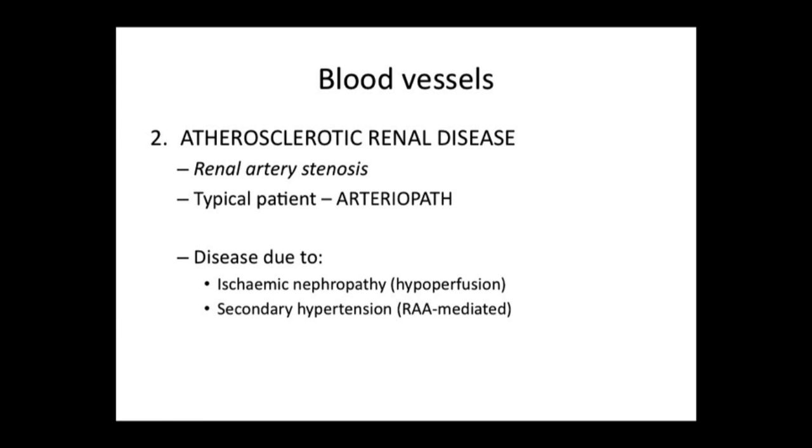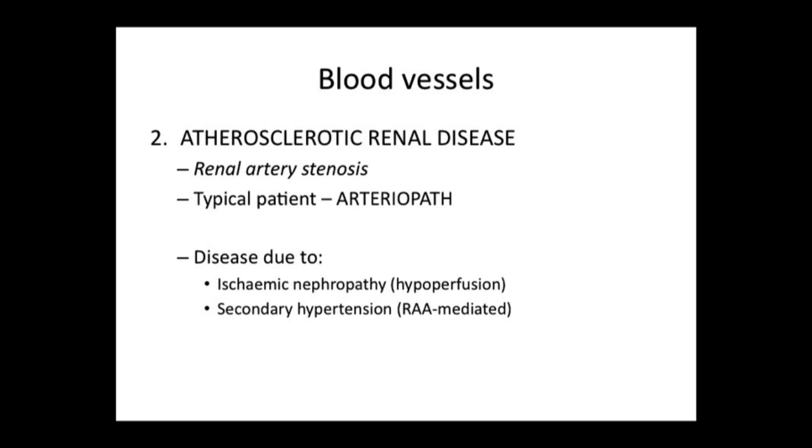The other big problem is atherosclerosis, which is obviously linked with hypertension, because hypertension can contribute to atherosclerosis. But this is a problem with the larger vessels, okay, particularly the renal arteries. And here we're talking about atherosclerosis in terms of renal artery stenosis, okay? A typical patient with this will be someone who is an arteriopath. So we're going back to all the risk factors for atherosclerosis: male, family history, who's a smoker, who's diabetic, who has a high blood pressure and a high cholesterol. Those are all the atherosclerotic risk factors.